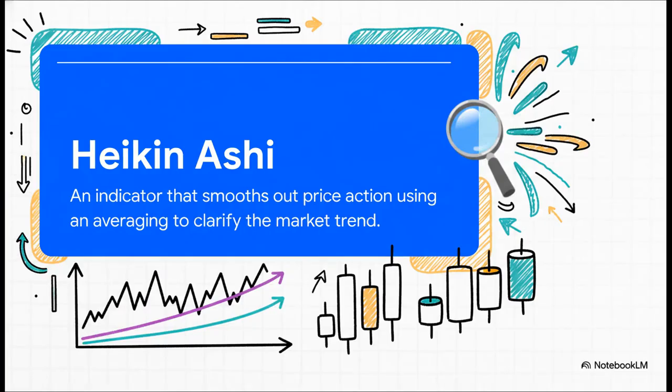Okay, first thing you have to understand, and this is super important, Heikin Ashi is not a different type of chart. It's an indicator. Think of it like an overlay on your chart. It uses this special kind of averaging formula for its candles, which is what smooths everything out and gives you that much clearer view of the underlying trend.